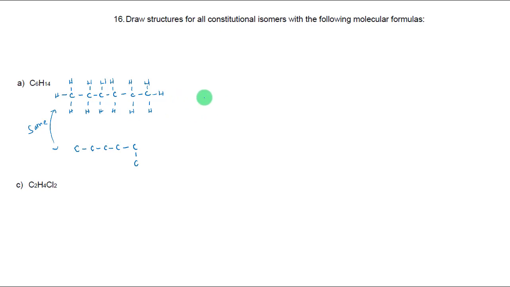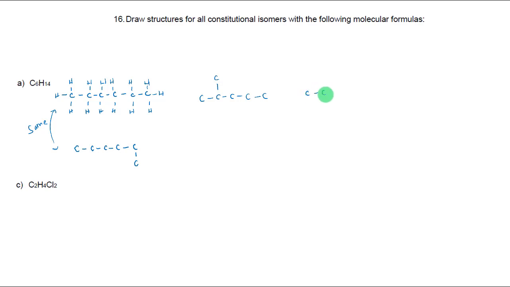So I can draw the 5-chain carbon, but instead of having a carbon branch off of the first carbon, which makes it the same as this one, that's just rotation, I will put a carbon off of the second carbon in the chain. So this is a different molecule than these two. That would be one isomer.